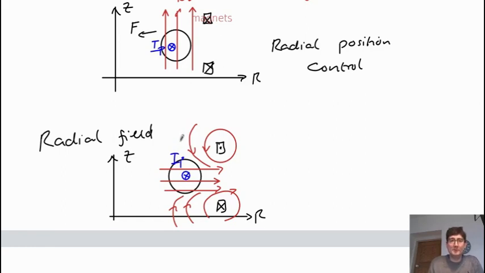This now makes a force going upwards. So we have a force like this. So we have a force on the plasma which pushes it upwards in this case. And if you want to push the plasma down, just reverse the sign of these two coils.